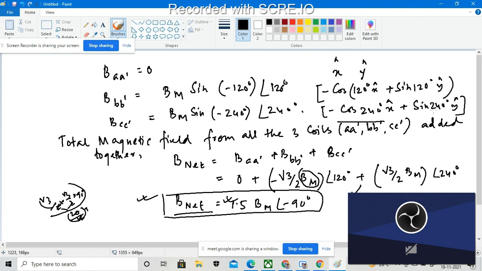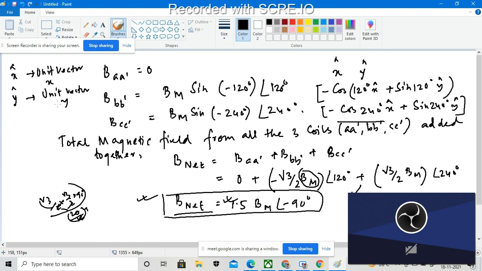ओके, and ये जो तुमको दिखा रहे हैं ना कि x dash, x mod and y mod, is actually nothing but a unit vector. Okay, it's a unit vector in the direction of x. This will be the unit vector for the direction of y.